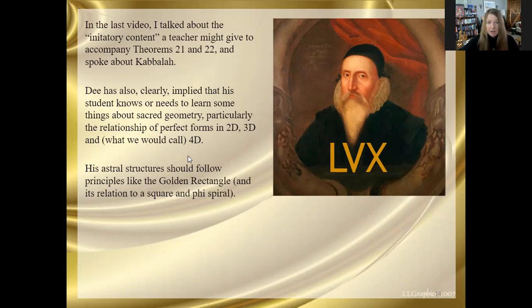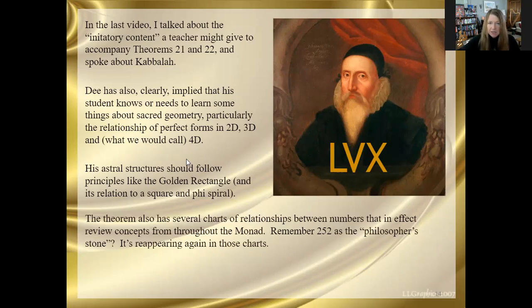Okay. So his astral structures should follow principles like the golden rectangle and its relation to the square and the phi spiral. So that's all I'm going to say about sacred geometry, although you can study that for the rest of your lifetime. It's a fascinating field of study. The next thing in this theorem is going to be charts of relationships between numbers that in effect review concepts from throughout the monad. Like, remember, 252 is the Philosopher's Stone, and why it was the Philosopher's Stone? Well, it'll reappear in these charts along with quite a few other things. But that's as far as we'll get with Theorem 23 today.